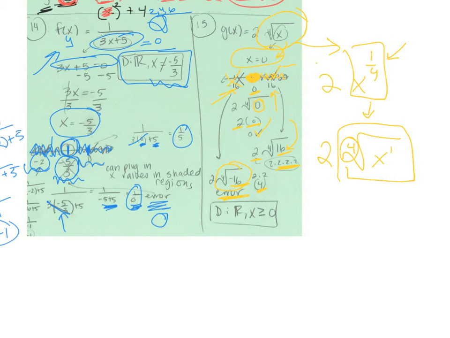Therefore, look at this inequality. On the x-axis, our circle starts at 0. It's closed. We shade to the right, so we say x has to be greater than or equal to, because of the closed circle, 0. So all reals, x greater or equal to 0.